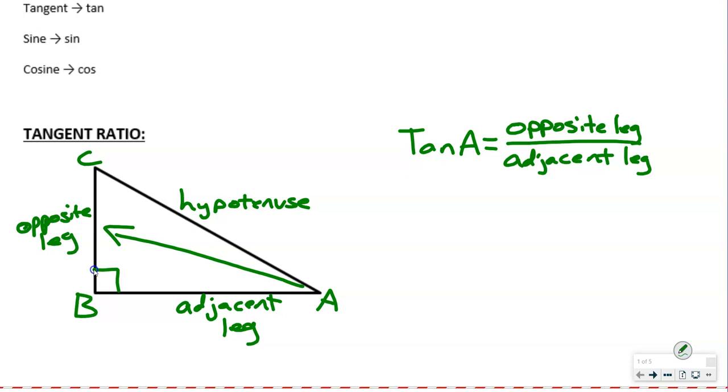Remember, the word adjacent means next to or touching. So our adjacent leg is next to angle A. So we could also think of tangent A as CB over BA if we were to name the sides. Okay? And so if we know what those side lengths are, we can find the tangent of A and write it as a fraction and or decimal.